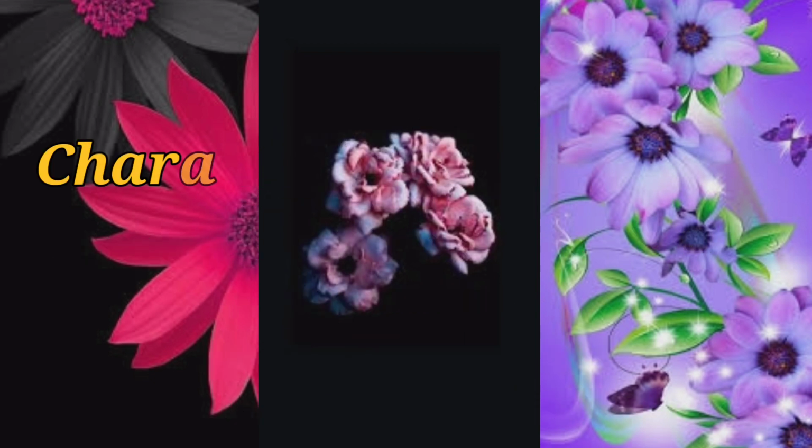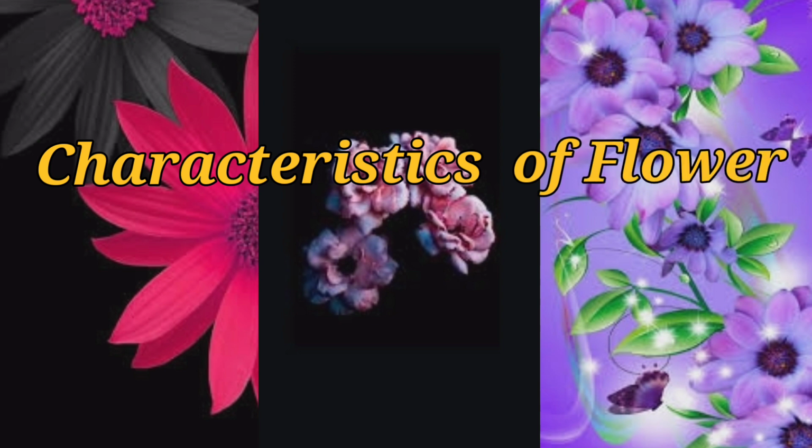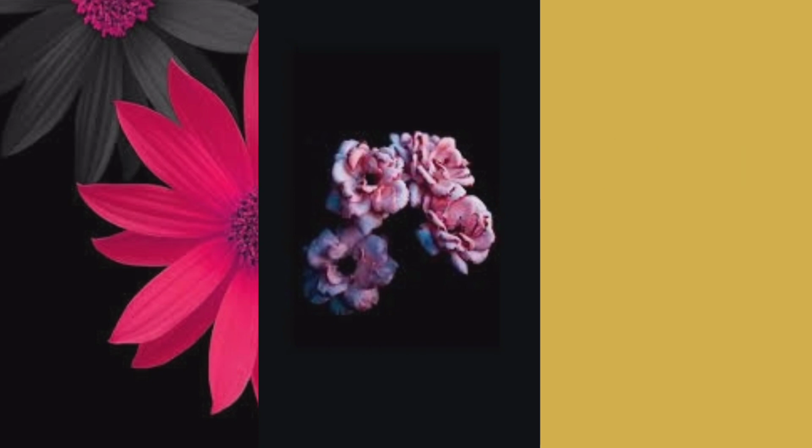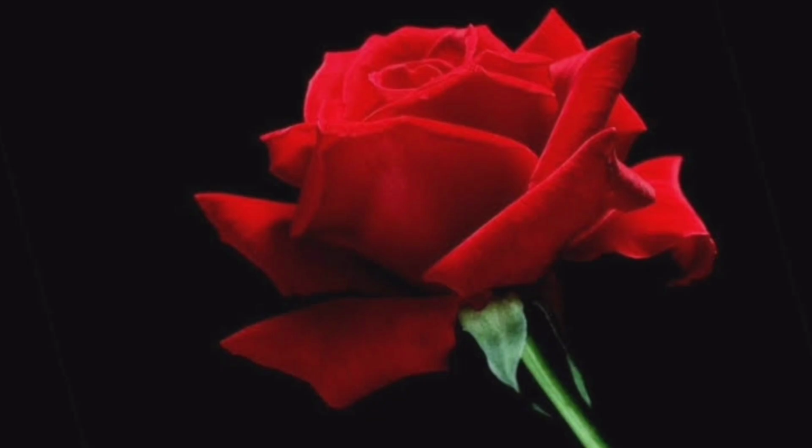First we are going to see the characteristics of the flower, then the main parts of the flower. There are six parts of the flower that we are going to see in detail along with the picture. First, the characteristics of a flower. A flower is the most attractive and colorful part of the plant. It is the reproductive part of the plant. It may be defined as a modified shoot in which nodes and internodes are highly condensed.